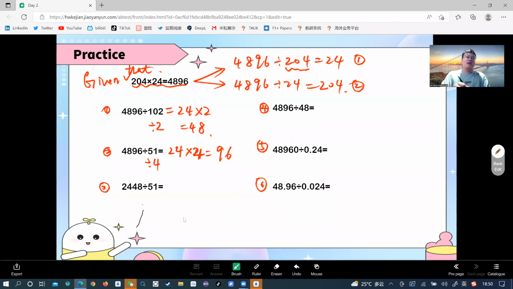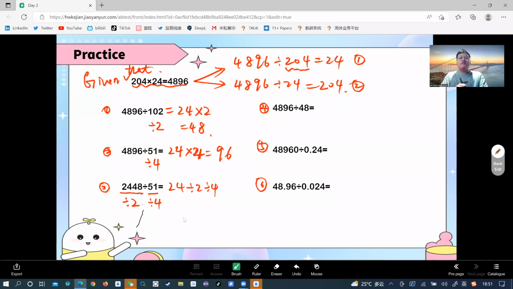You're so good. So for the first one, which is the dividend, what should I do to that? I just divide by 2, right? And for the divisor, I divide by 4. So you just check it. Is that answer 24 divided by 2 and divided by 4? Am I right? Yes or no?